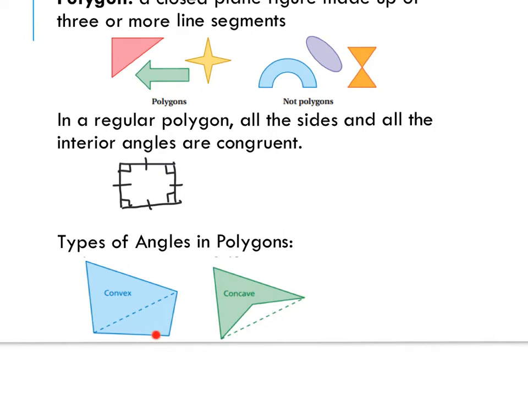Whereas with a convex polygon, all of the angles are pointing out of the polygon. None of them are pointing into the polygon. Again, if I were to connect and basically make a triangle, all of the angles would be pointing out away from the polygon and not in the polygon like the concave one. Make sure that you draw those 2 pictures into your notes.